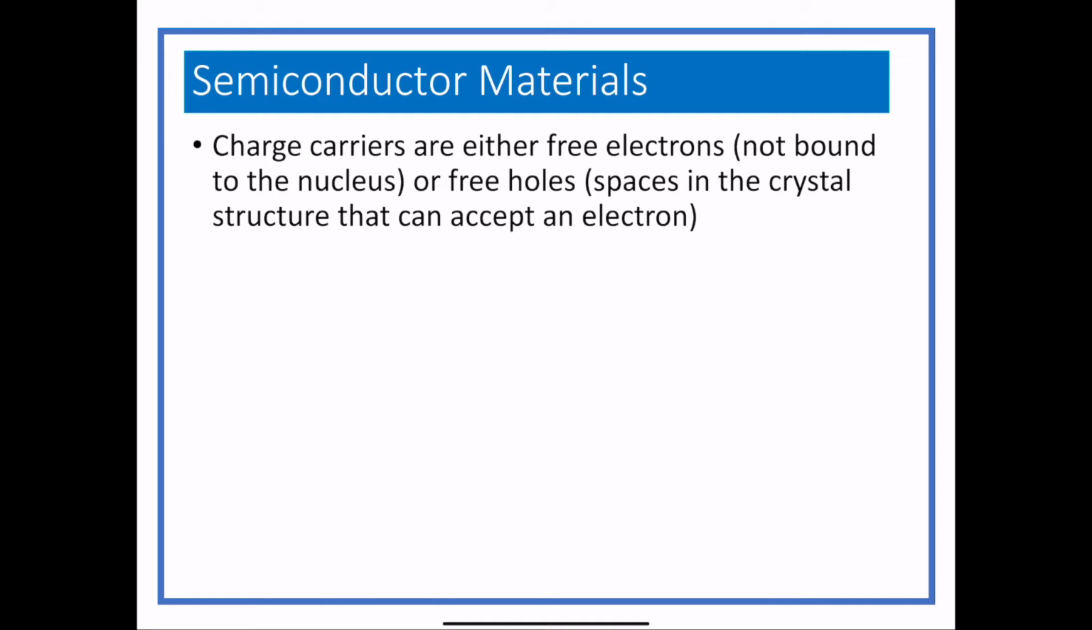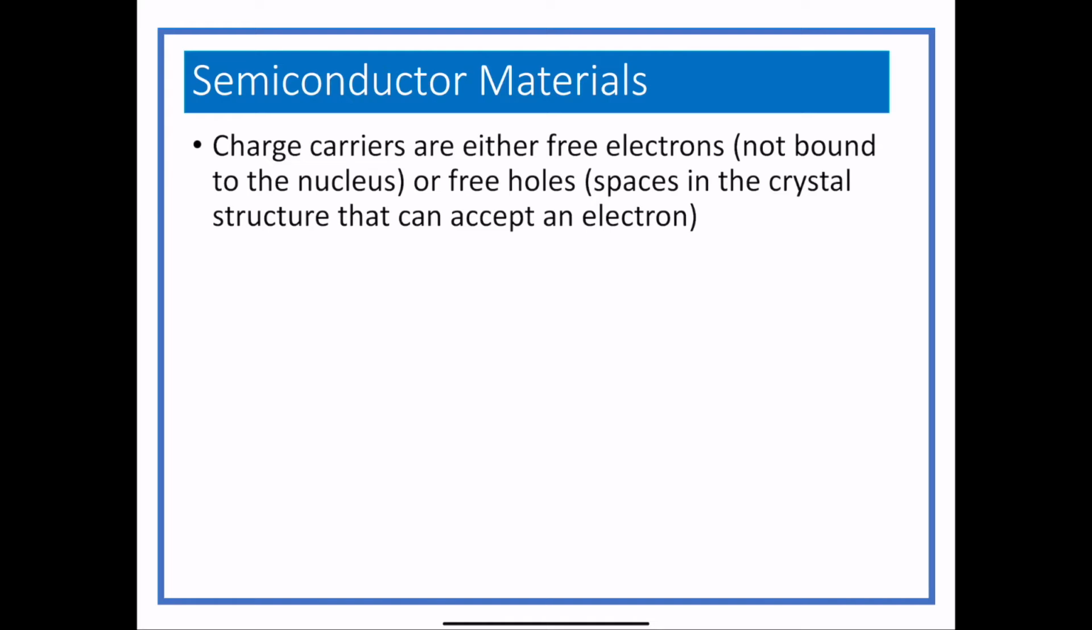So the charge carriers in semiconductor material are either free electrons, and free electrons are ones that have a positive energy and are not bound to the nucleus, or holes.